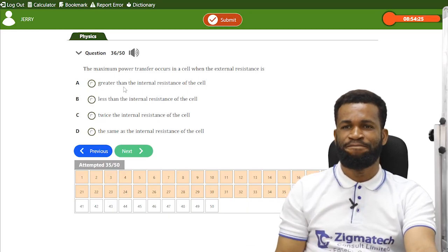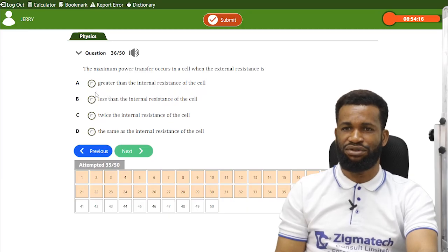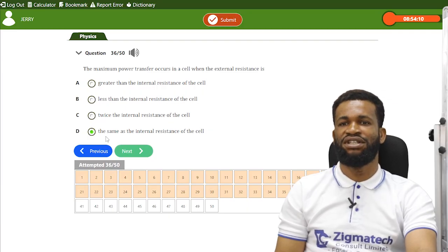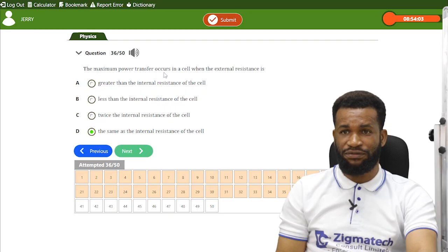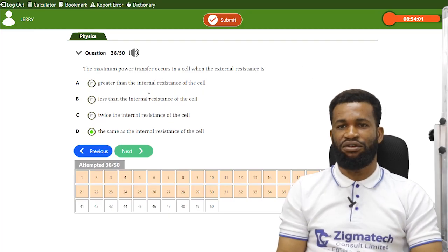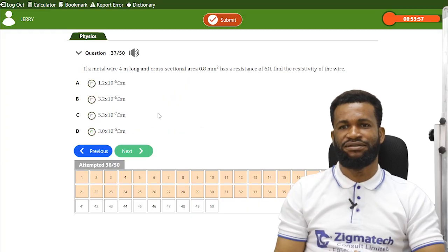Greater than the internal resistance: it can never be greater than the internal resistance and still have an effective power transfer or distribution. Less than the internal resistance? It must be the same. Twice? No. Option D, the same as the internal resistance of the cell. And that is when the maximum transfer occurs in a cell or a battery. So option D is best.